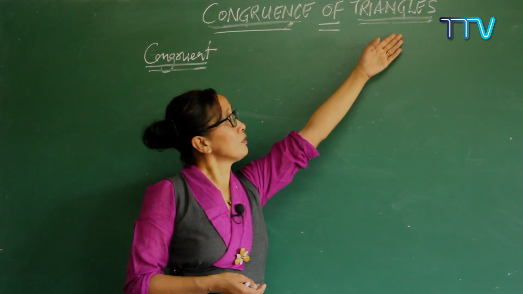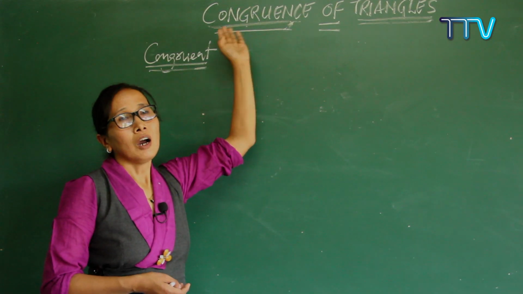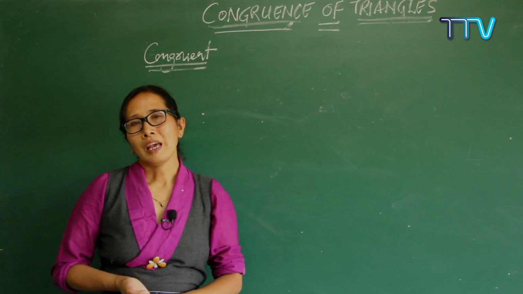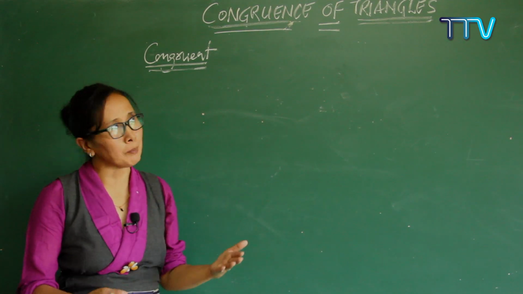Okay, we have done with triangles. Now we are moving towards congruence of triangles. This was already done in class 7, and now we are going to revise it so that you can get more clear on the other part.